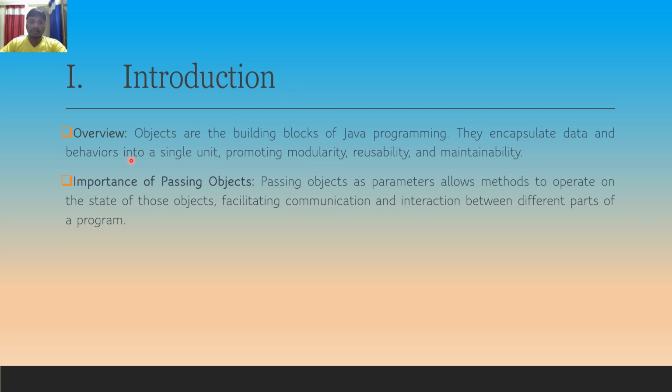First, the introduction. Let us see the overview. Objects are the building blocks of Java programming. They encapsulate data and behaviors into a single unit, promoting modularity, reusability, and maintainability. Importance of passing objects. Passing objects as parameters allows methods to operate on the state of those objects, facilitating communication and interaction between different parts of a program.